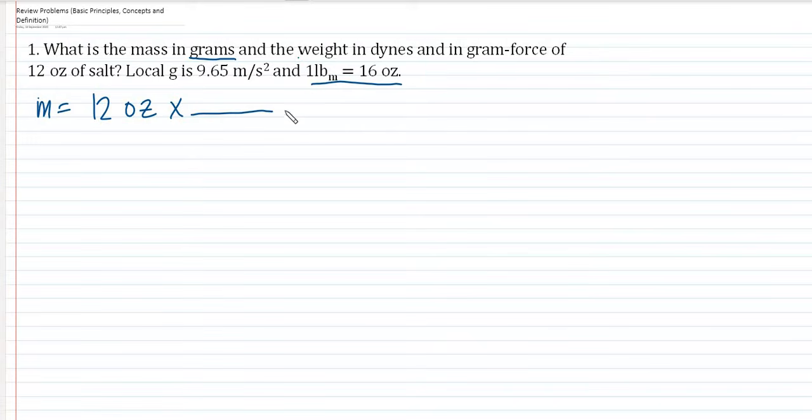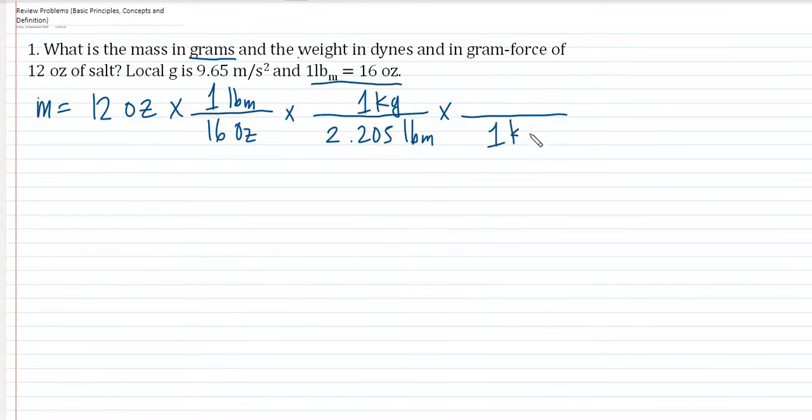So let's go ahead and multiply that. 1 pound per 16 ounce. And then we know that 2.205 pounds is equal to 1 kilogram, and 1 kilogram is equal to 1,000 grams. If I cancel my units here by means of multiplication, ounce cancels out, pound mass cancels out, kilogram cancels out, and we have the final unit, which is in grams.